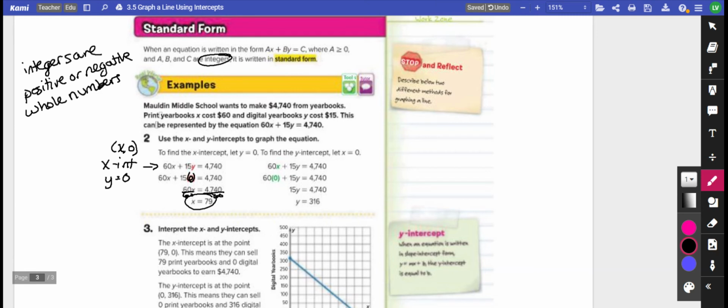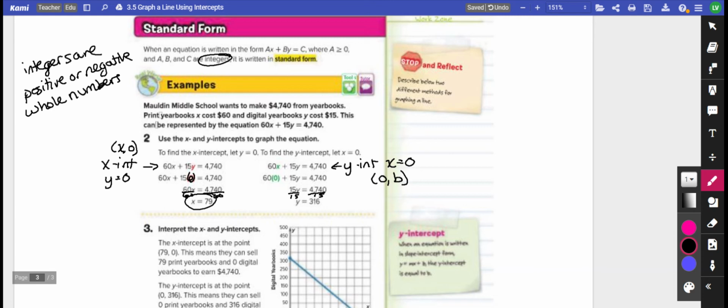If you want to find the y-intercept, then we know that x must equal 0, because the y-intercept is always going to be (0, b). So as we do that, we get 15y equals 4,740. Divide both sides by 15. You get y equals 316.